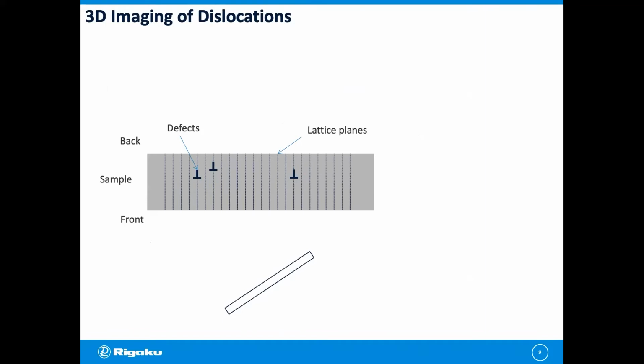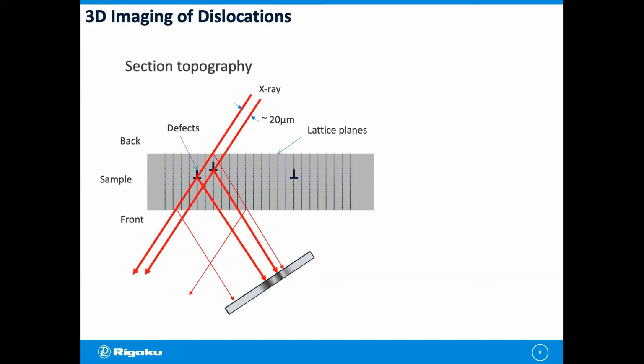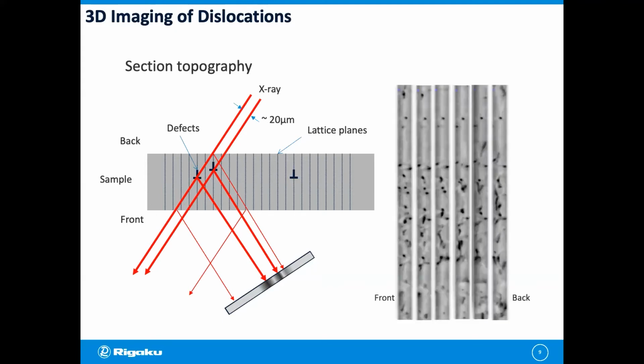XRTmicron has a 3D imaging function of dislocations, which is called section topography. In a section topography, the depth direction distribution of lattice defects within the sample crystal can be determined. The system measures section topography while shifting the sample position by a small interval less than the beam width. The visualization of three-dimensional or equal-depth defect images can be achieved by using certain image processing software.